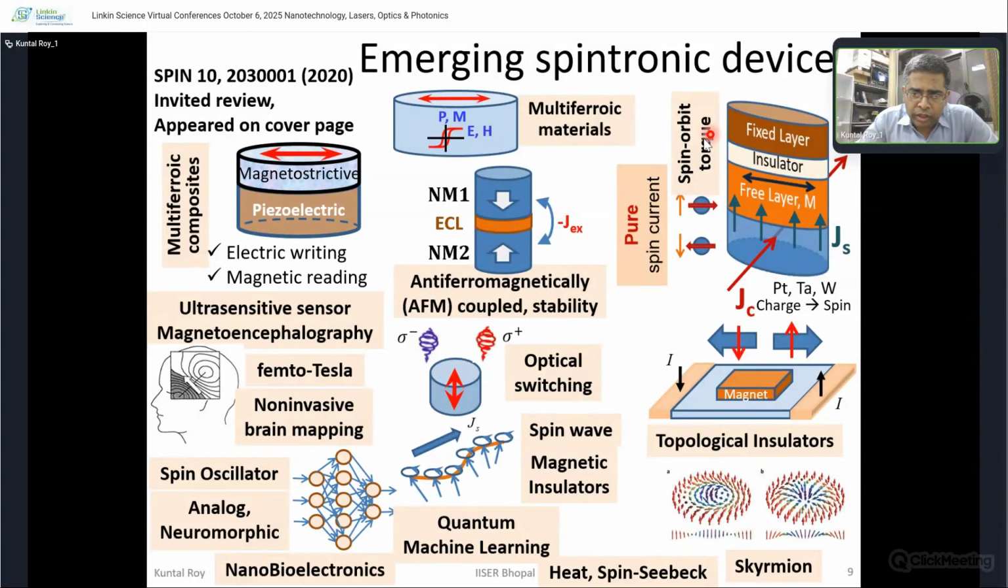There are also single-phase multiferroic materials and antiferromagnetically coupled magnets that I will also talk about today. There is also the giant spin Hall effect in materials like platinum and tantalum. They can generate huge spin current while applying a charge current. And there are topological insulators, and optical switching also is there, where circularly polarized light can switch the magnetization in either direction. There are spin waves in magnetic insulators.